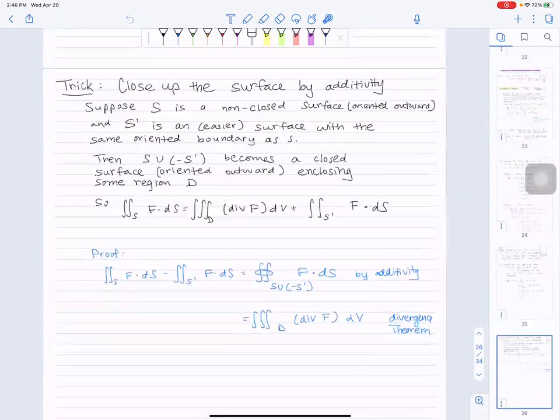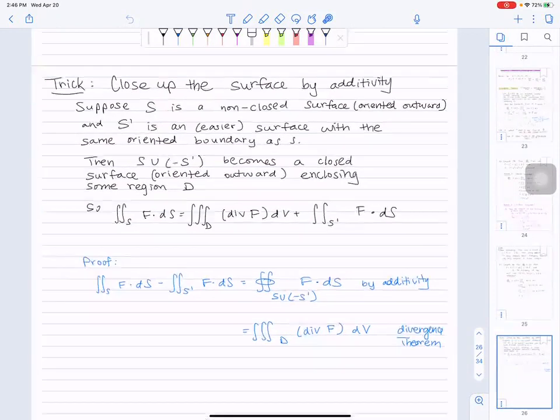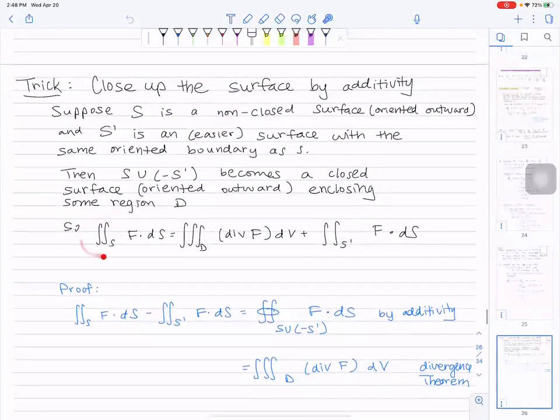So if you have some surface and you want to close it up by additivity, like adding this lid, then what we want, which is the non-closed surface, is going to equal this thing, which we can use Gauss's theorem on, plus the thing we know how to compute.